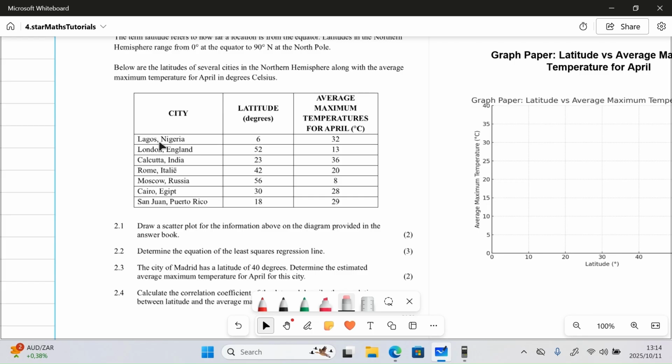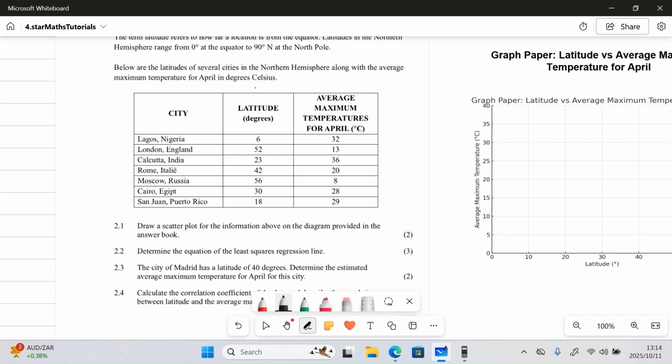If we check, we're having 2 types of data, the X and the Y. So always when we're given data like this, the first one that appears on the column or on the row is our X, and then the other one is our Y, the independent variable and dependent variable.